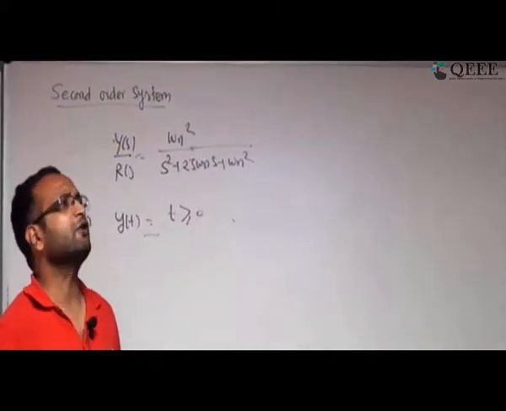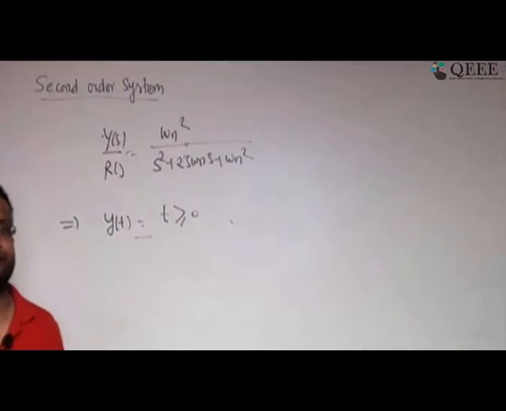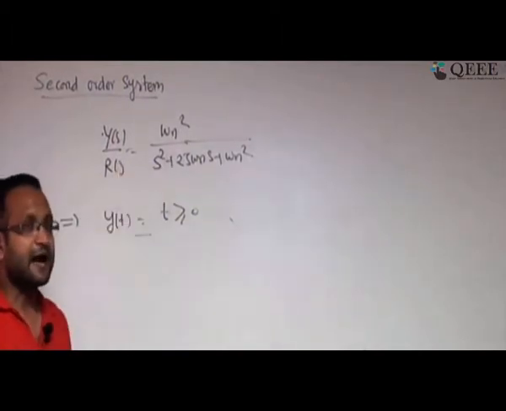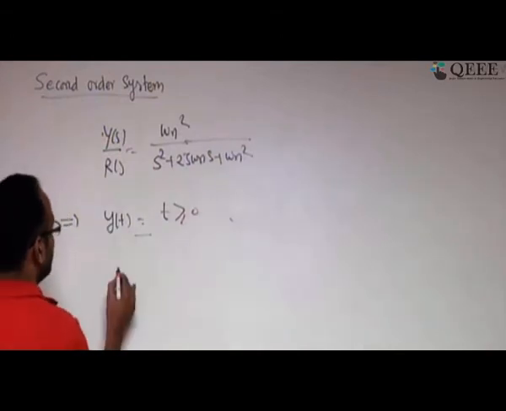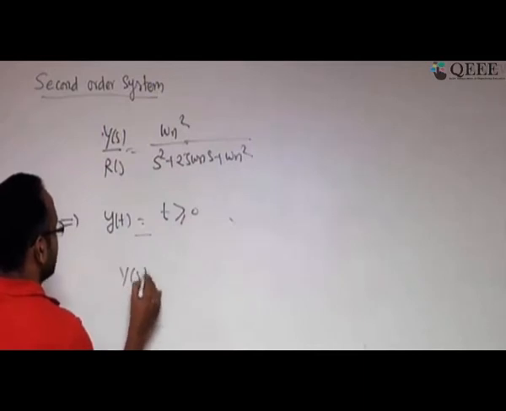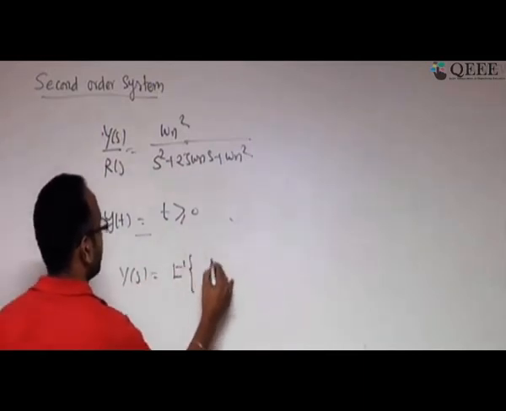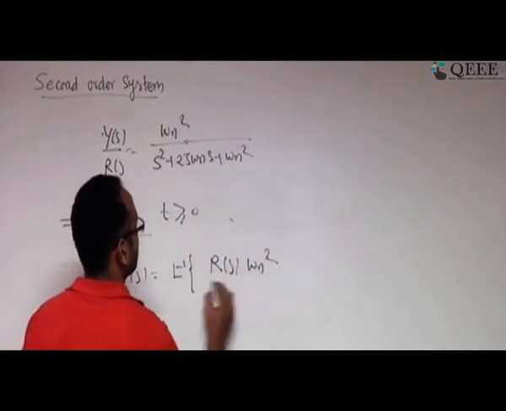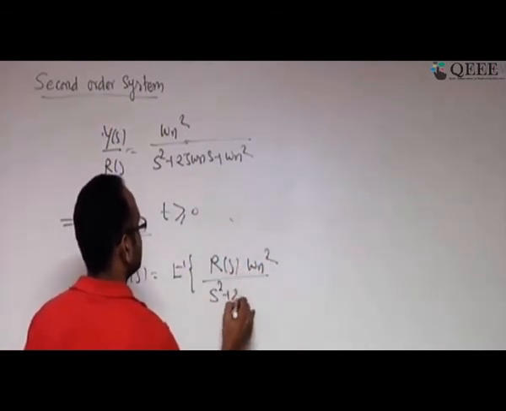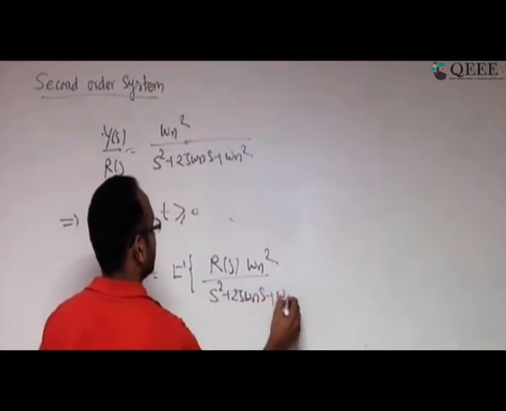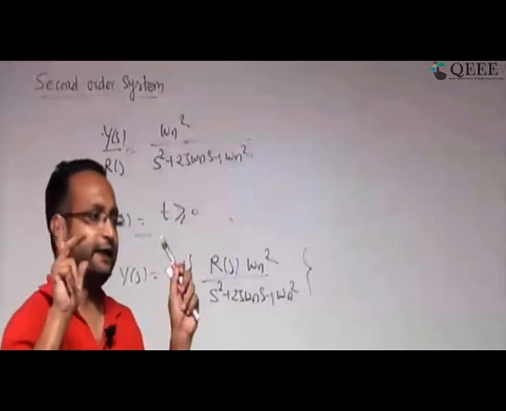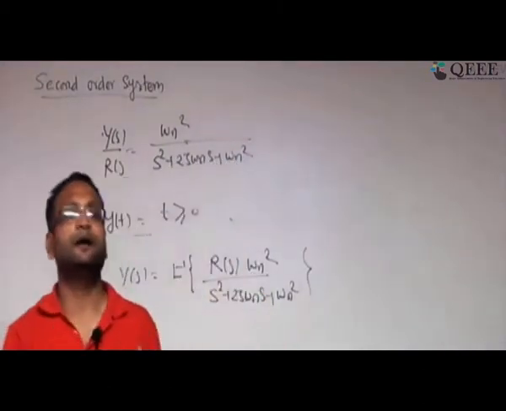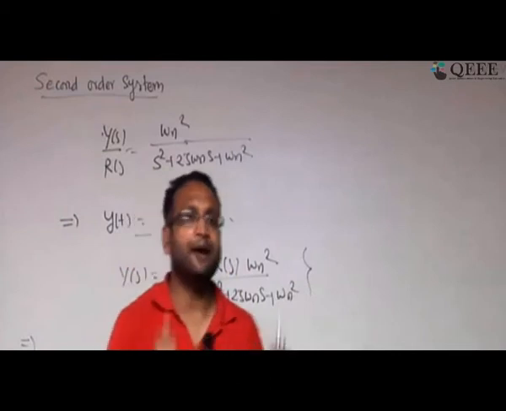Now as I mentioned, when we want to do analysis, we go for a standard input signal: how your system is behaving for a standard input signal, and then we infer how it behaves in a real world scenario. Okay. So I will be looking for y(s), the inverse Laplace transform of R(s) times omega_n squared over s squared plus 2 zeta omega_n s plus omega_n squared. Okay. Now, as I mentioned, we talk about standard input signals: unit impulse, unit step, unit ramp, and unit parabolic.